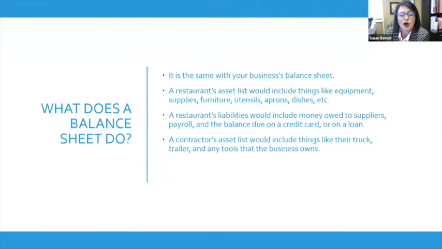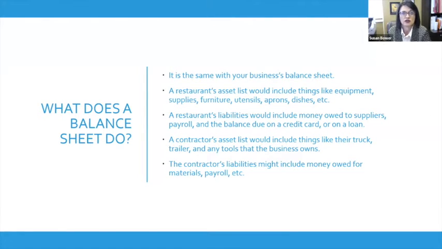We also have a couple of contractors out there, and their balance sheet would include things like trucks, trailers, and any tools that the business owns. Again, assets, resources that are used to do business. Similarly, the contractor's liabilities would include a list of any money that's owed for things like materials, payroll, credit cards, and so on and so forth.